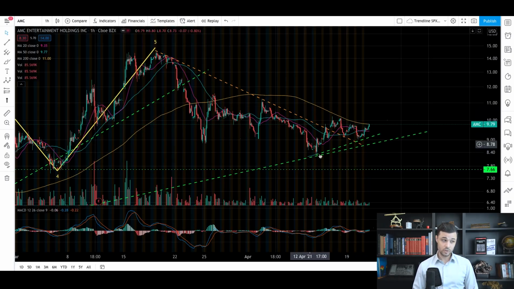So what is the very short-term momentum? Guys, just look at the MACD. The MACD is green, the signal is green, and the MACD is mostly trading in positive territory.